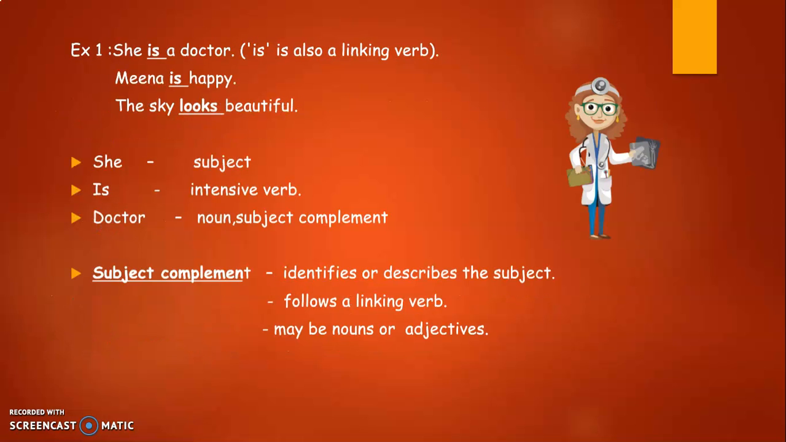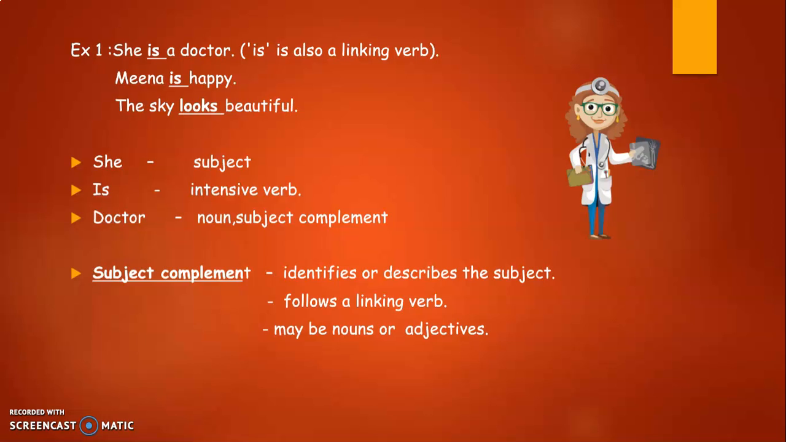Example, she is a doctor. What is the subject? She. Is is an intensive verb because it is followed by the complement doctor, the subject complement. What is a subject complement? It identifies or describes the subject. It follows a linking verb and it may be a noun or an adjective. In this case, the noun doctor is telling about the subject she. Hence, is is an intensive verb and doctor is the subject complement.